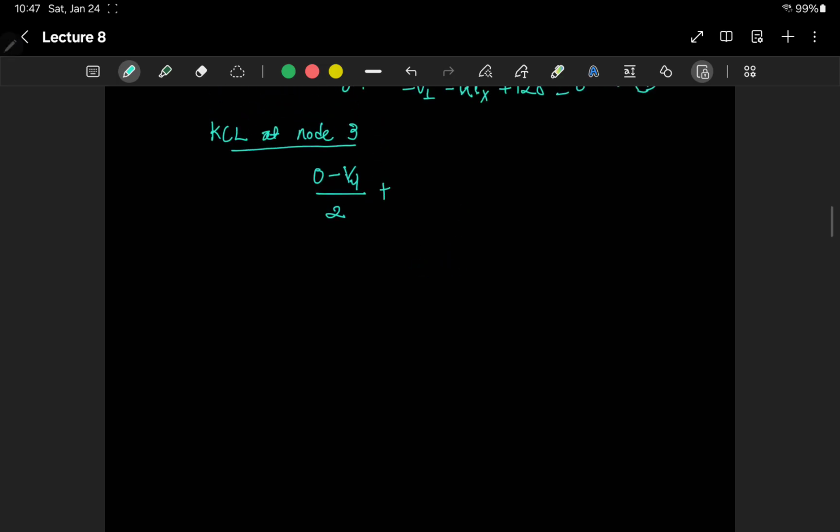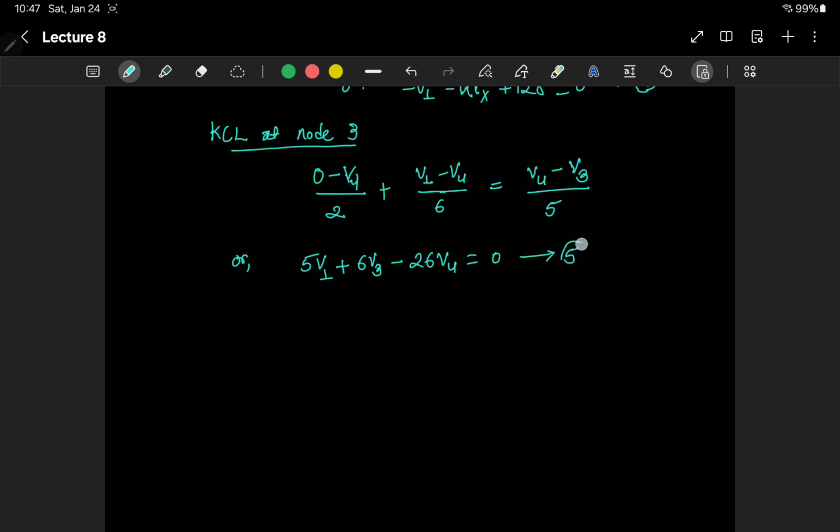So KCL at node 3 is then v1 minus v4 divided by 6 is equals to v4 minus v3 divided by 5. Now if we simplify this, we should get 5v1 plus 6v3 minus 26v4 is equals to 0. This becomes our fifth equation. So now we have 5 equations and 5 unknowns. So next step is we can solve the system of equations.